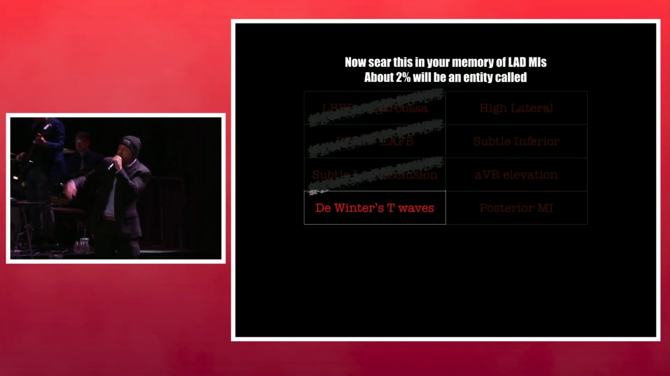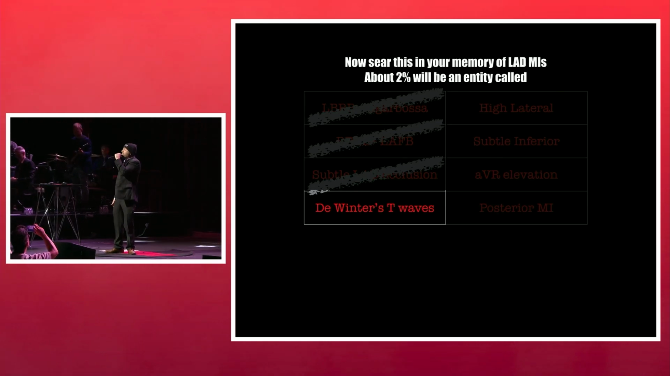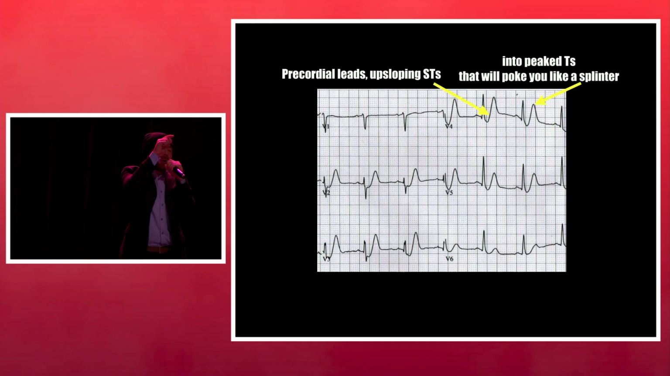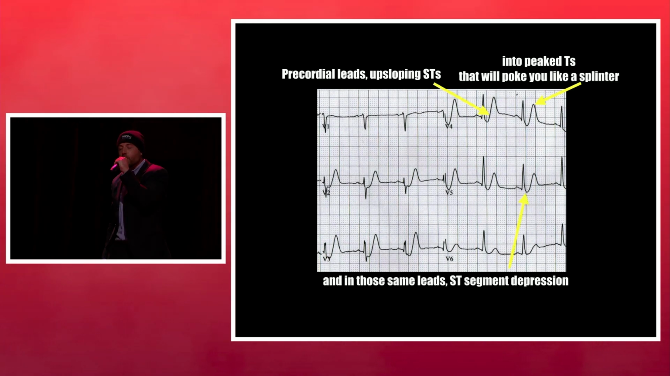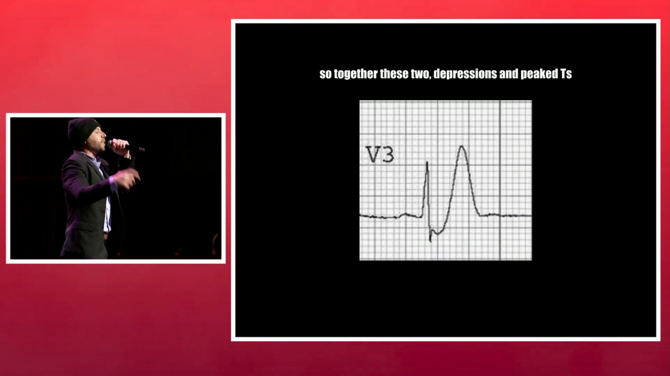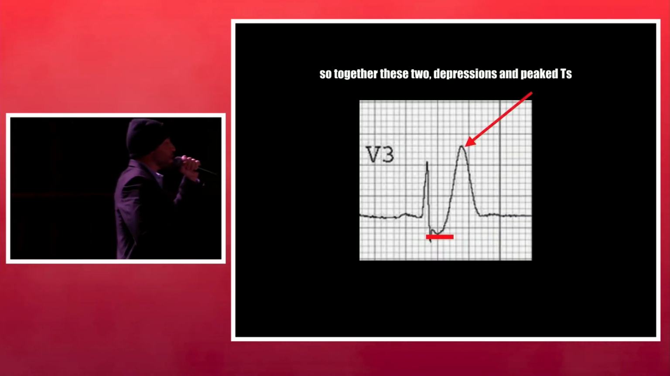Now, see this in your memory of LAD STEMIs, about 2% being an entity called the de Winter's. In the precordial leads, upsloping STs into peaked T's, it'll poke you like a splinter. And in those same leads, ST segment depression, where they're normally elevated, the opposite direction. So together these two, depression and peaked T's, so you know what to do.